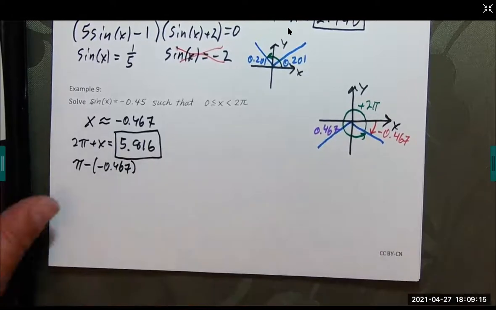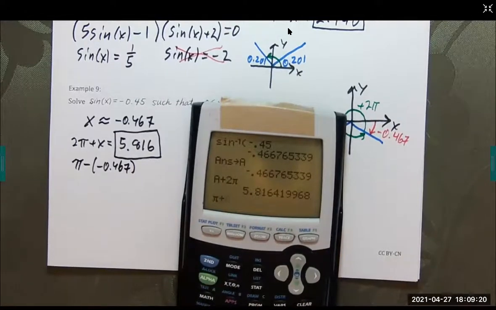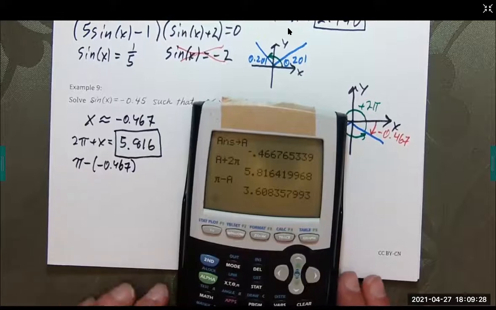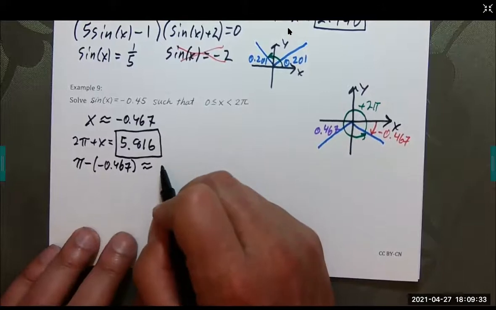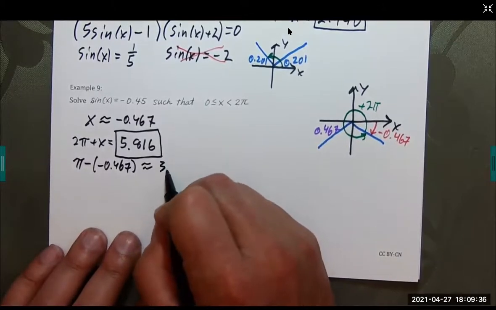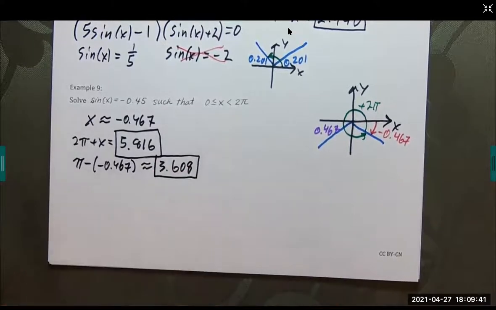So pi minus negative 0.467. Essentially, I'm adding it. So pi plus, I should say minus A, because A is still negative. And there I am in quadrant 3. And so this is 3.608. Yeah, that's how you solve some equations.